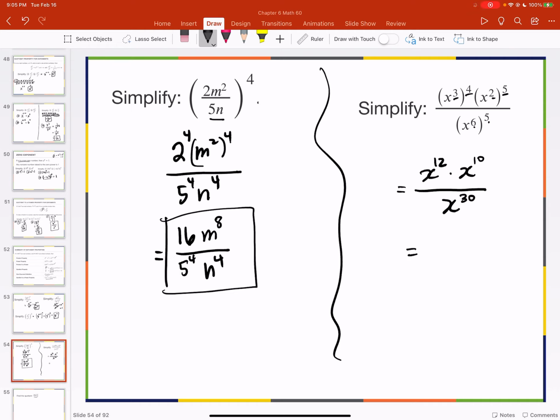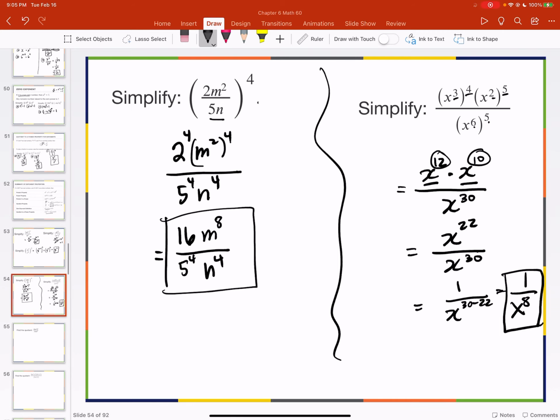So simplifying the top, 12 plus 10 is going to be 22, right? You add the exponents when you're multiplying, same base, okay? Over x to the power 30. So then that's going to be 1 over x to the power larger minus the smaller. 30 minus 22, which is 1 over x to the power 8.